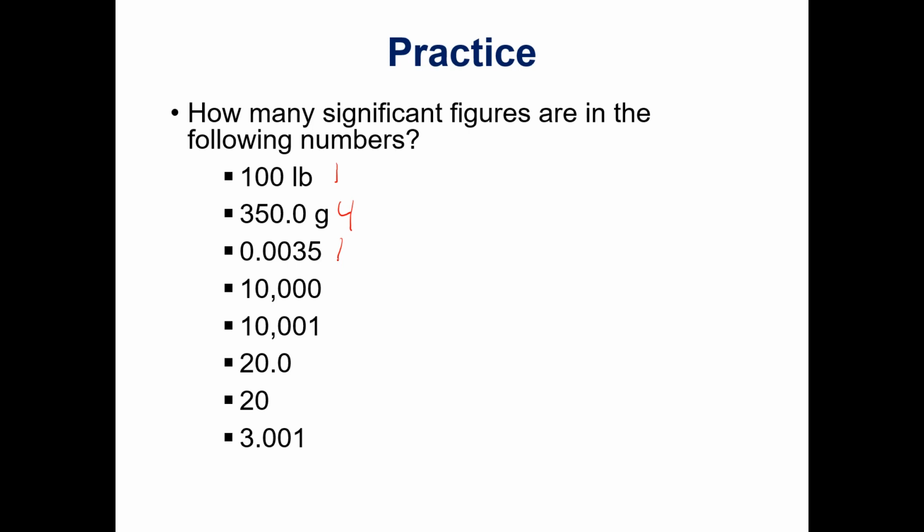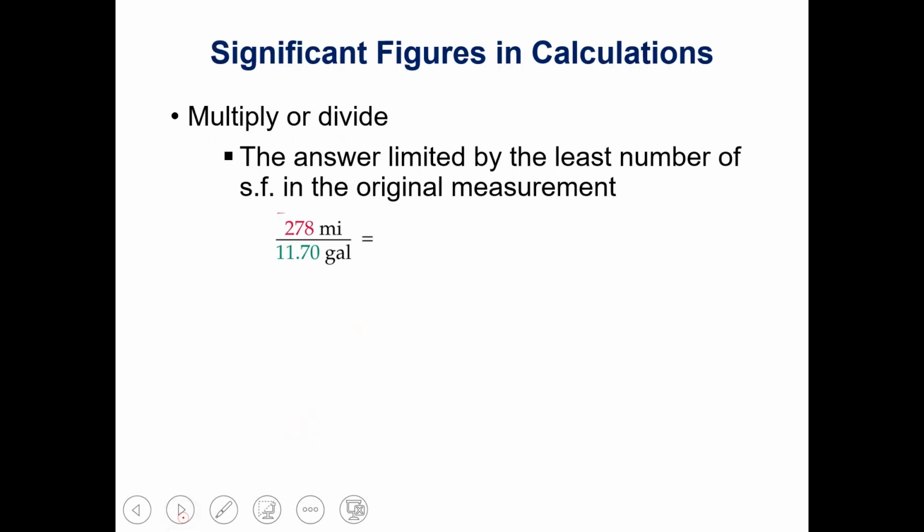10,000 is just like 100. There's no decimal, so there's only one significant figure. If we change that to 10,001, now we have captive zeros, so all of these numbers are significant. So there's 5 significant figures. So I'm going to let you try the last one on your own, and we'll get some more practice with this in class. We also need to look at, when we do calculations, how to round off.